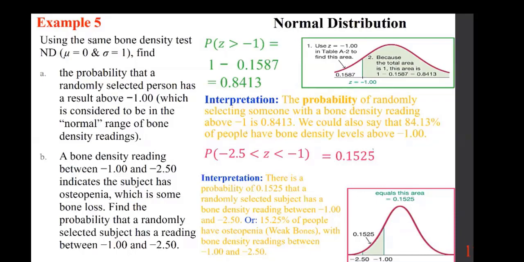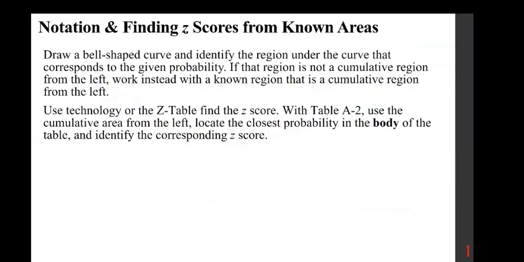Now, we're going to switch gears. We found the area. Fine. What if we want to go back? In other words, the area is given, and we want to find the z-score. So we want to look at the reverse process, if you will. Draw a bell-shaped curve and identify the region under the curve that corresponds to the given probability. If that region is not a cumulative region from the left, work instead with a known region that is a cumulative region from the left.